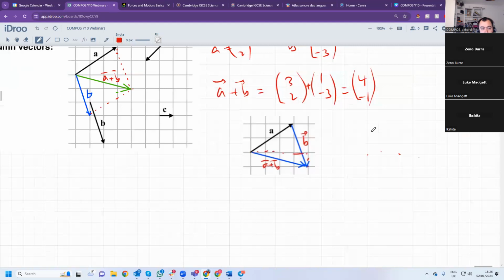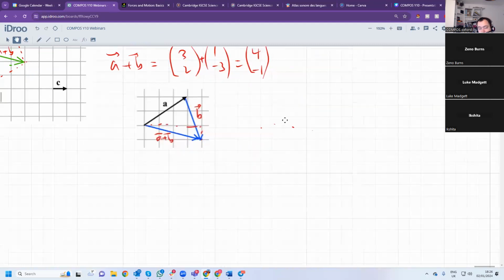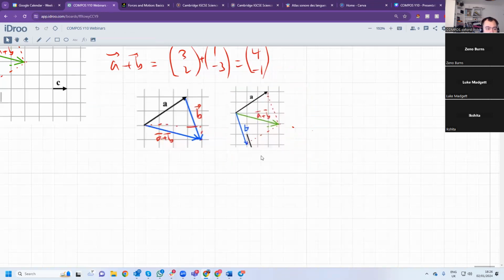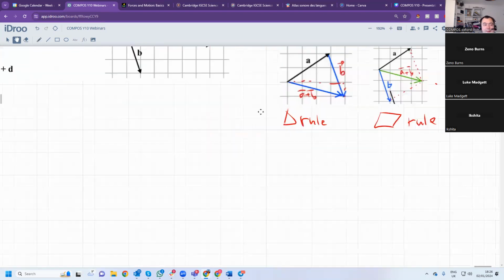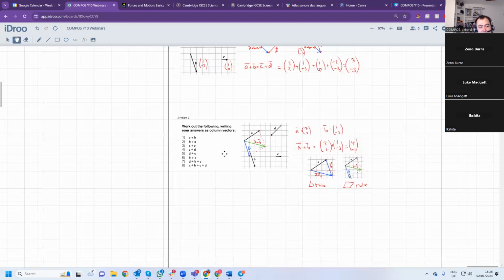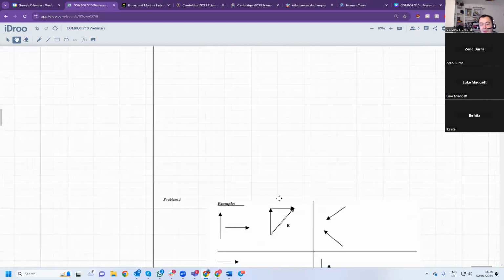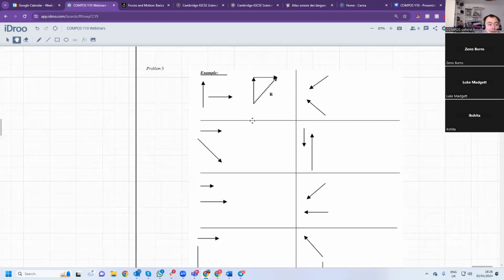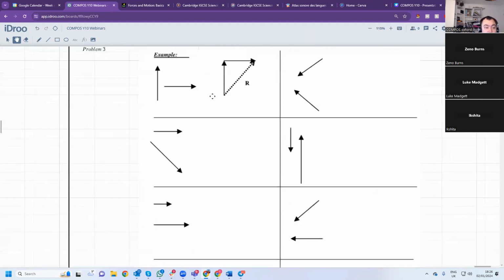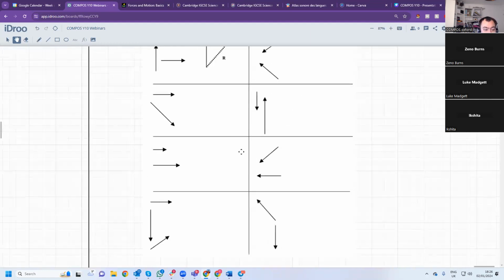Here it is using the triangle rule, and the parallelogram rule. Okay. Please don't be shy asking questions, because if you don't understand something, I'd rather you ask me. So here they're asking us to add some vectors, and this is pretty straightforward. So you can use either rule.